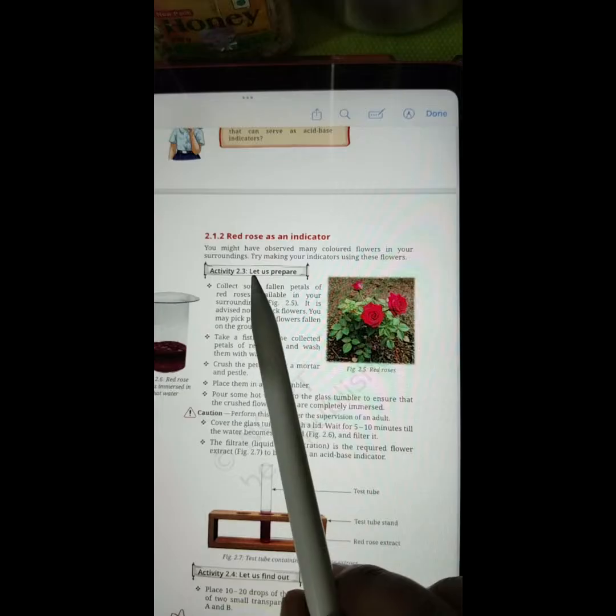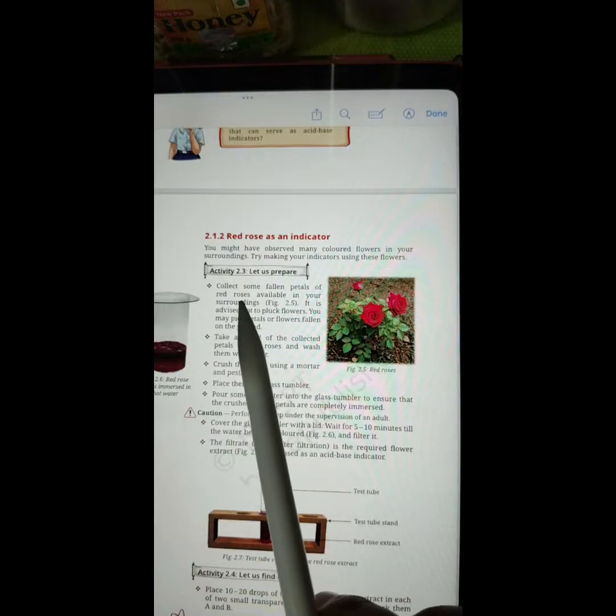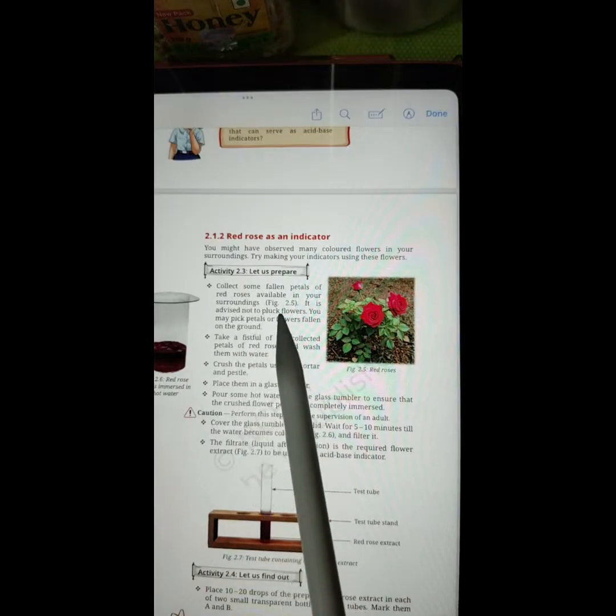So, 2.1.2, red rose as an indicator. You might have observed many colorful flowers in your surroundings. Try making your indicators using these flowers. So, Activity 2.3, let us prepare. Collect some fallen petals of red roses available in your surroundings, as shown in figure 2.5.